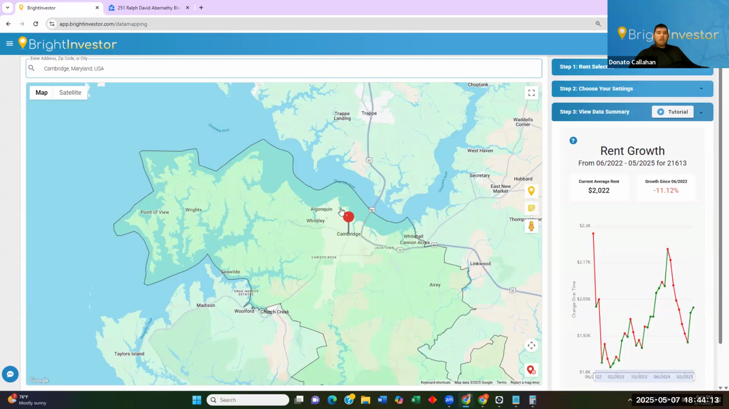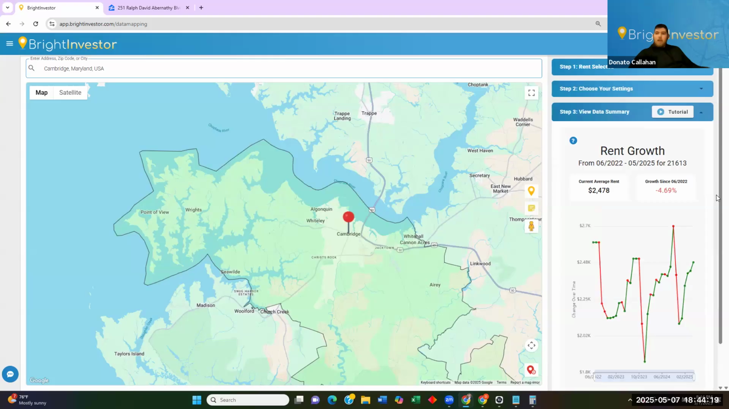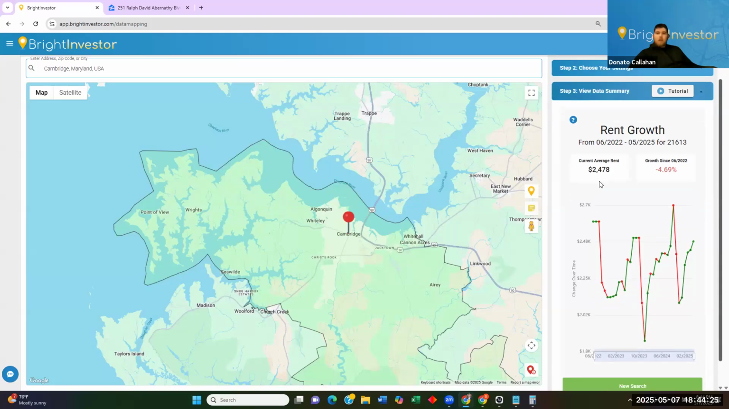Anytime you get those small, remote towns with a lot of waterfront access, people always go crazy for Airbnbs. Okay, let's go 4 bedrooms. Yeah, even the 4 bedrooms are down as well. Interesting, relatively flat. Now, what I do like is that the 4 bedroom rents here are about 2,500 bucks a month, which is really, really attractive because the home prices here are only 295. So on a rent to price ratio, it's very attractive.